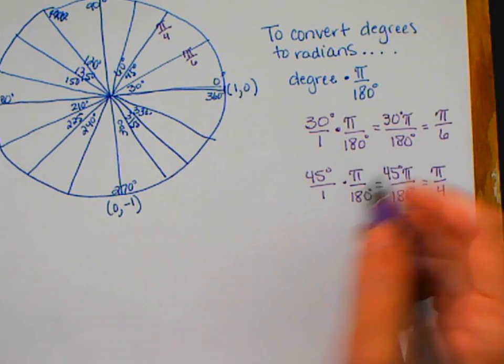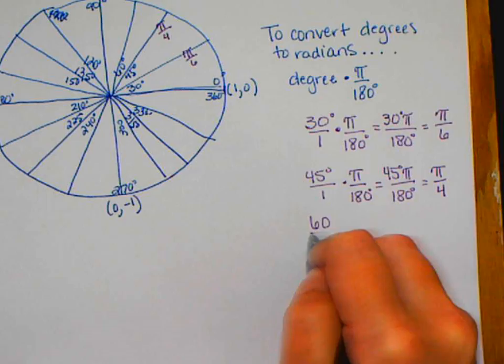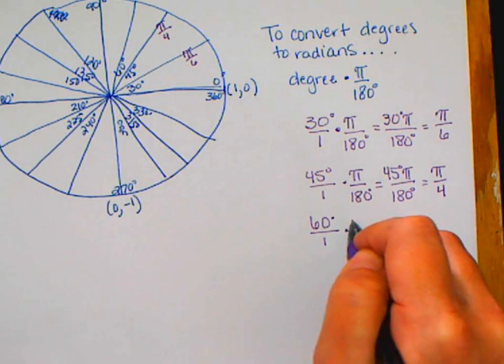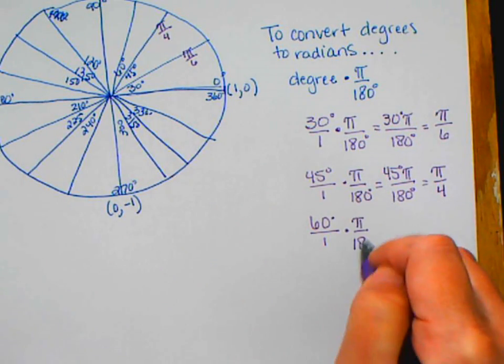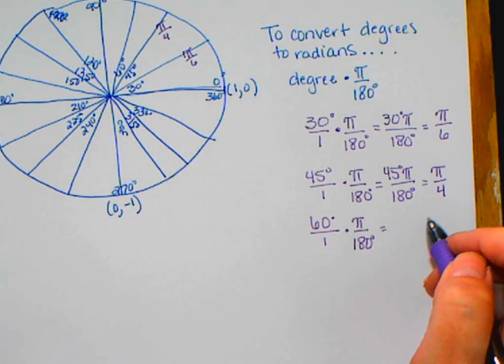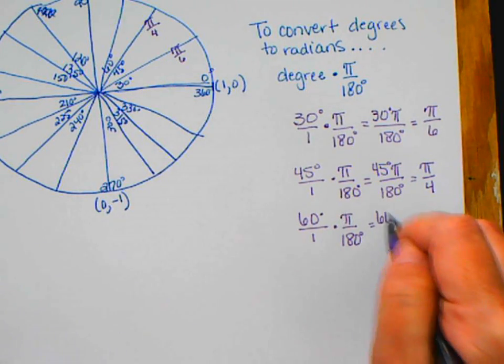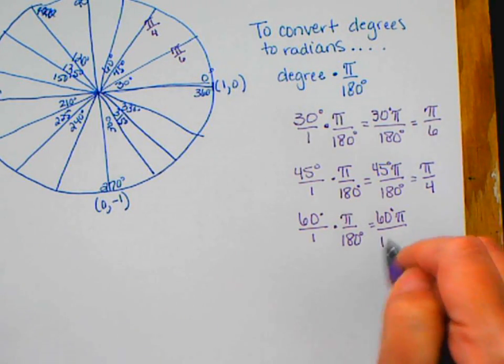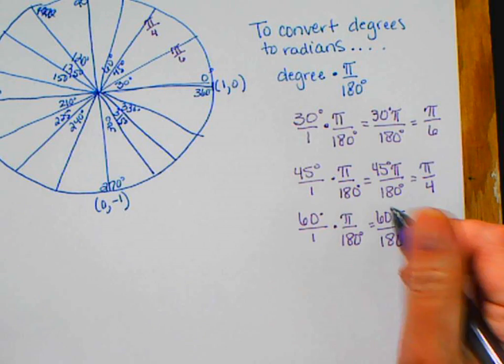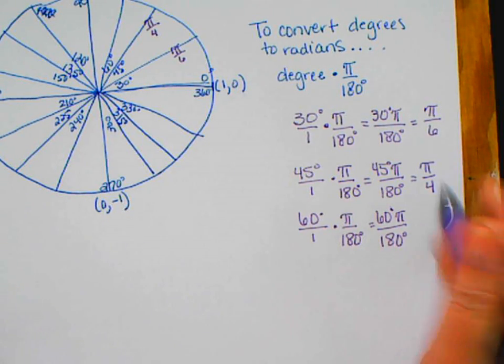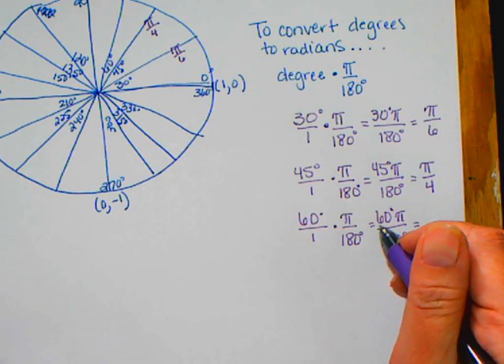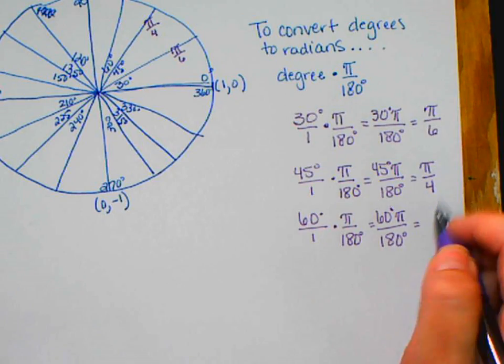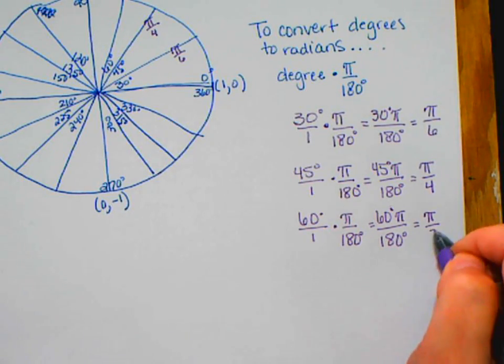60 degrees. Multiply that would be 60 degrees pi over 180 degrees. Degrees cancels. 60 goes into 60 once, 60 goes into 180 3 times, so that would give us pi thirds radians.